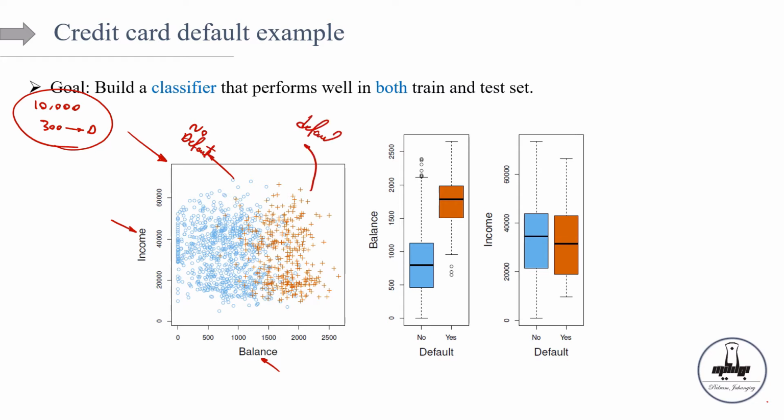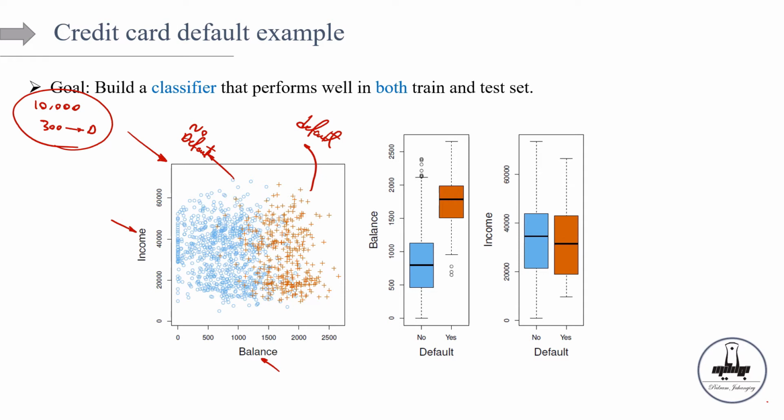So what's the goal? The goal is to build a classifier that performs well both in the train set and the test set. Because remember, guys, the model is going to be trained on the train set, and at the end of the day, we are going to look at the performance of the model evaluated on the test set, not on the train set. So the goal is to come up with a classifier that is going to perform well both in the train and test sets.